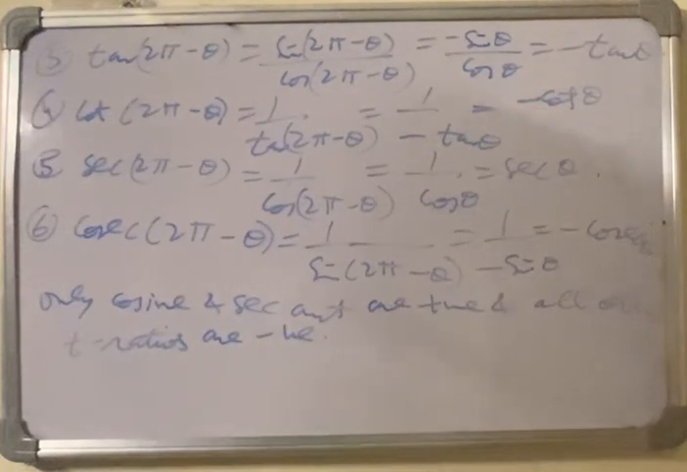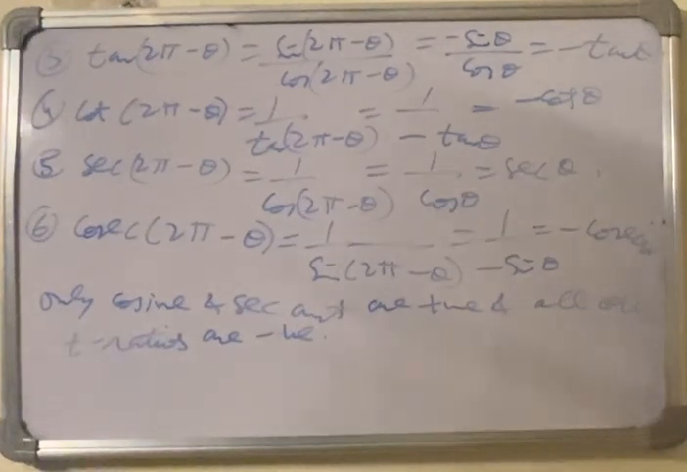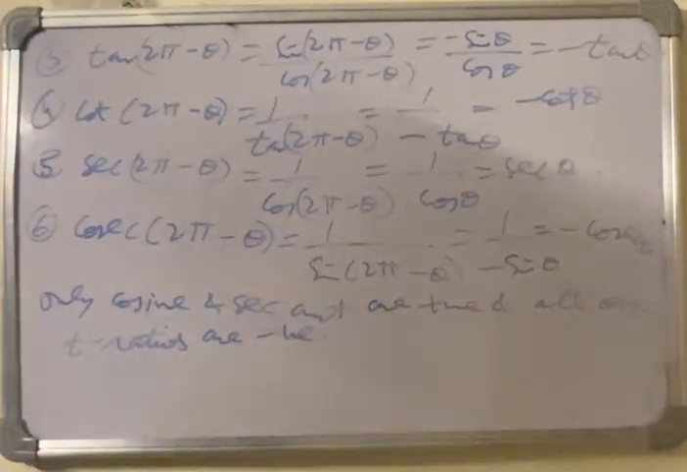negative. And also we have seen that in case of 3 pi by 2 plus theta, sine changes to cos, cos to sine, tan to cot, cot to tan, secant to cosecant, cosecant to secant. But in case of 2 pi minus theta, sine remains sine, cosine remains cos, tan remains tan, cot remains cot, secant remains secant, cosecant remains cosecant.